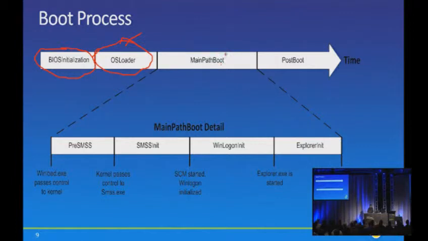Once that is done, we have the main path boot. We have divided the sections into these four parts, and the main path boot again has sub parts. Once winload finishes loading the registry and the required drivers, it passes control to the kernel. The kernel initializes the registry and loads the actual drivers in this phase. Once it finishes, it loads all the services.